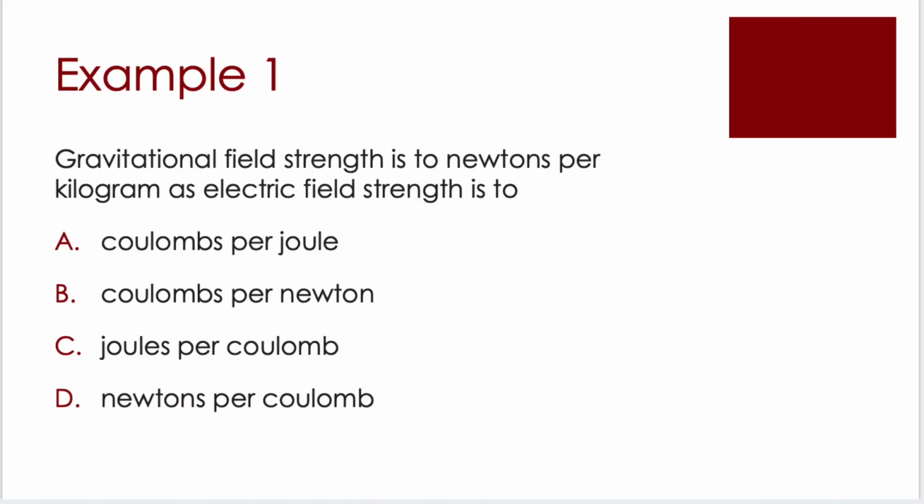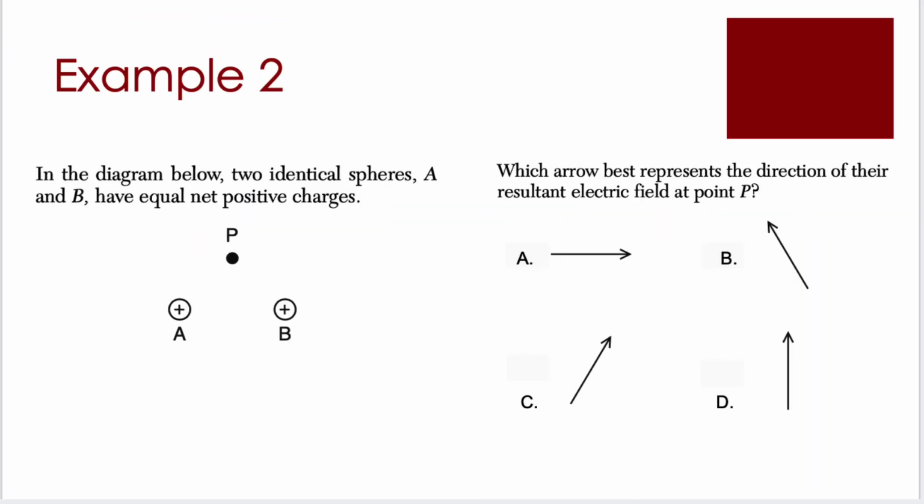So let's do some examples. Example 1. Gravitational field strength is 2 newtons per kilogram, as electric field strength is 2. Now, remember, electric field strength is going to be force per charge. So I need to look for the unit for force, which is newtons, and then for charge, which is coulomb. It is not energy per charge, or charge per force, or charge per energy. Our answer is D.